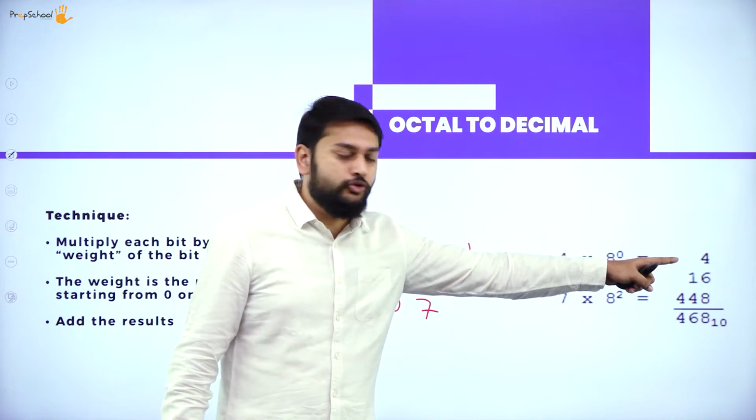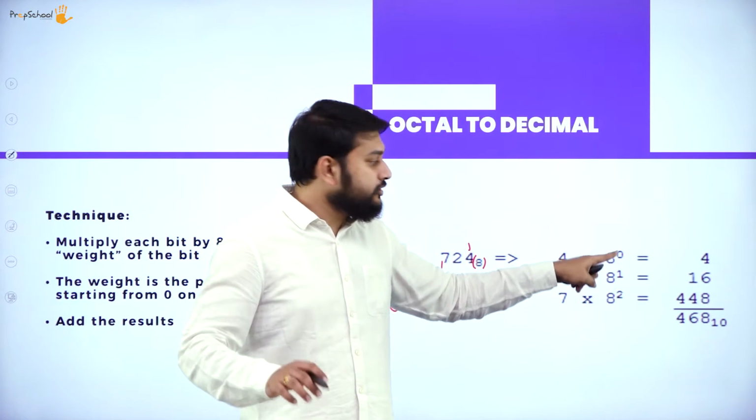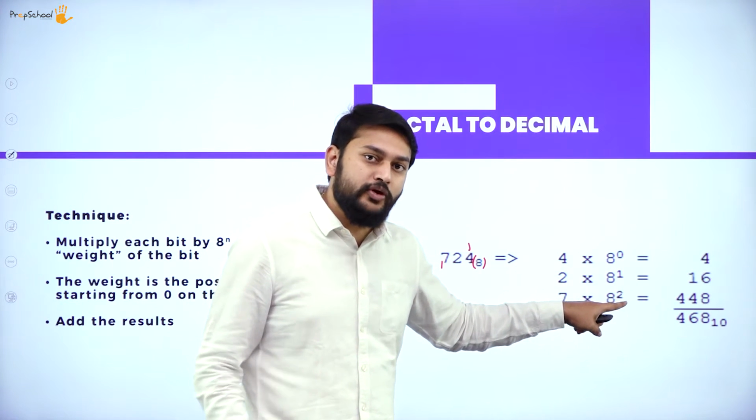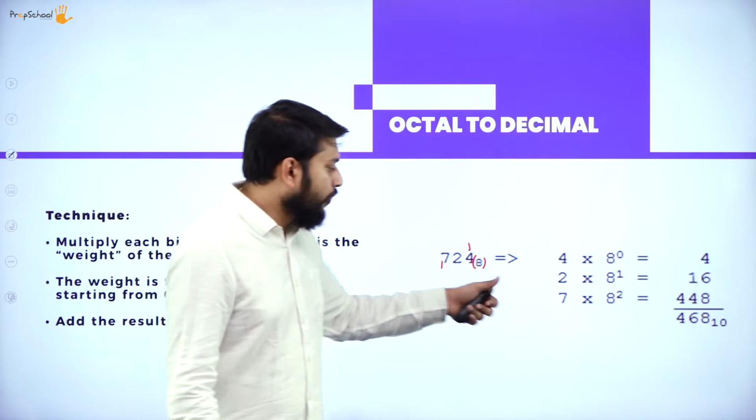So 4 into 1 is 4. Again, the next number is 2. So 2 into 8 to the power of, what is the next one? 8 to the power of 1. So 2 into 8 to the power of 1 is 8. 2 8s are 16. So what is the next one I have?